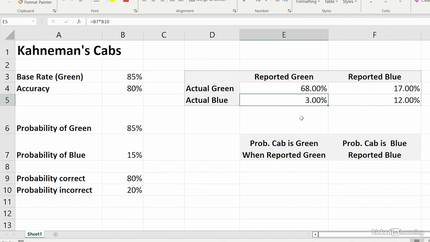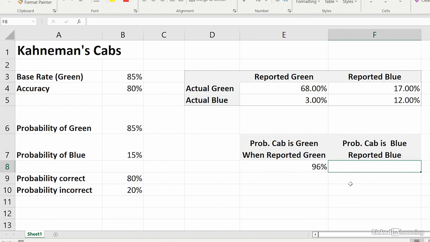Now we can perform calculations to find the probability the cab is green when reported green and the probability the cab is blue when reported blue. So in cell E8, we need to type an equal sign and then find the number of times that a cab is correctly reported as being green, and that is in cell E4. And we need to divide that by the total number of times that the cab is reported as being green, even if it's actually blue. So after the division sign, I'll type a left parenthesis, and we'll have E4 plus E5, right parenthesis, and tab, and we'll see that that percentage, or probability, is 96%.